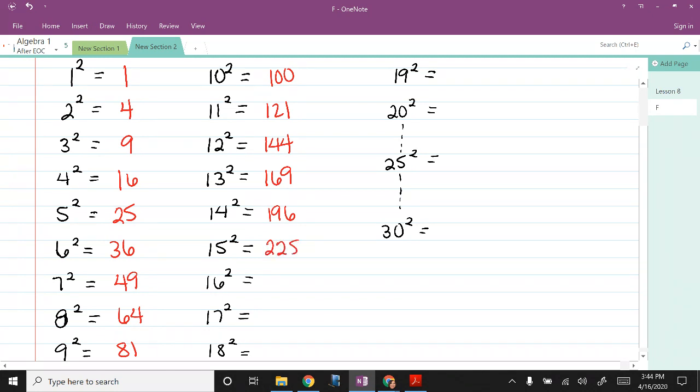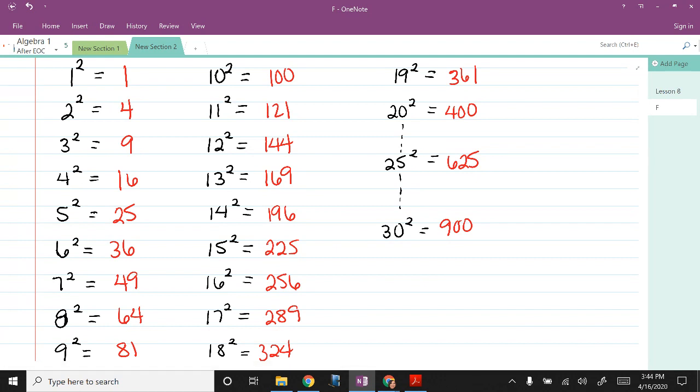15 squared is 225. 16 squared is 256. 17 squared is 289. 18 squared is 324. 19 squared is 361. 20 squared is 400. I'm skipping a few because these are just going to be the most common ones you'll see. 25 squared is 625, and 30 squared is 900. I skipped some at the end just because I don't think you're going to see anything else in the 20s except for 25 squared maybe, and 30 squared is 900.